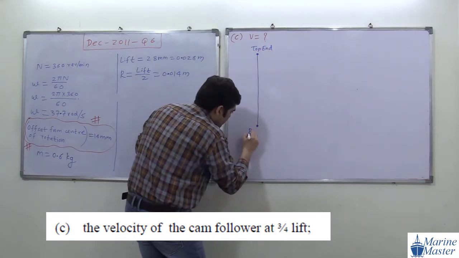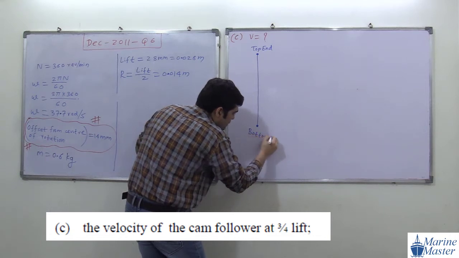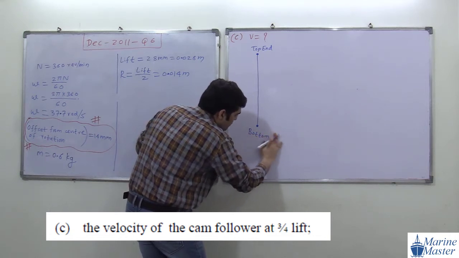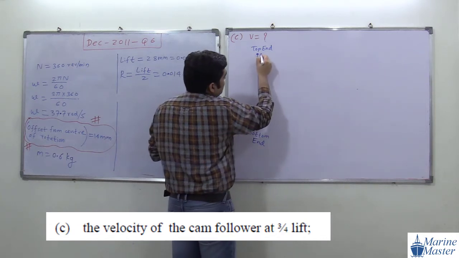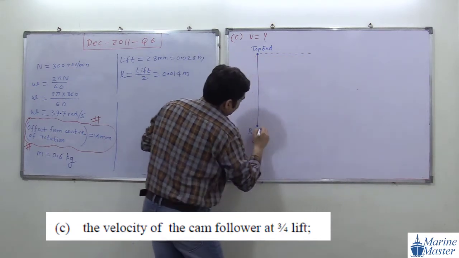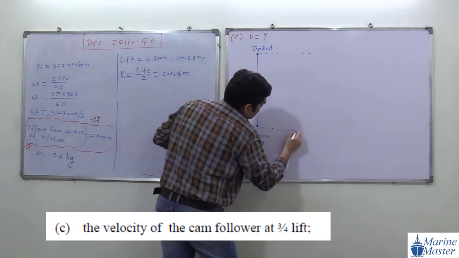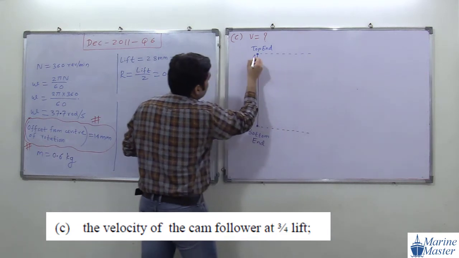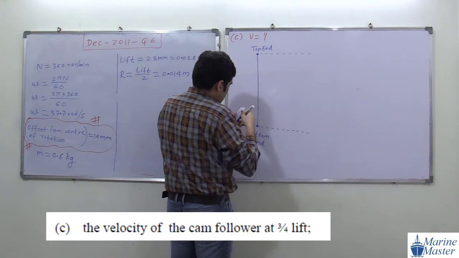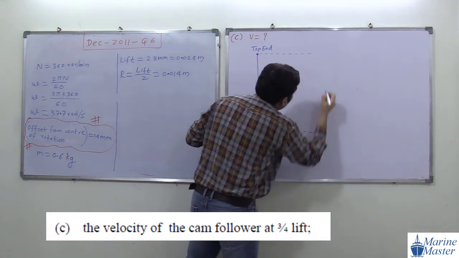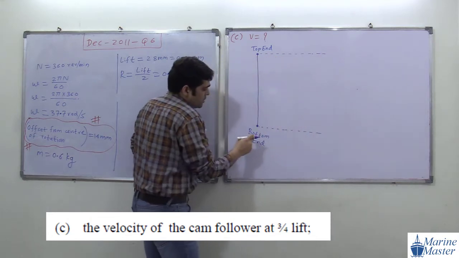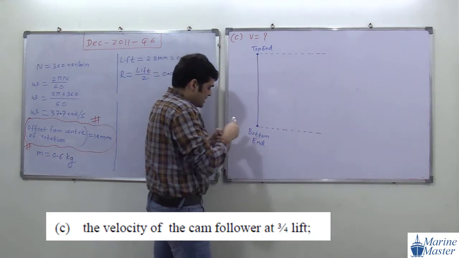Then this position will be what? Bottom end, top end. Then this position will be bottom end. Then this distance will be what? From top end to bottom end. Try to see the scenario here. Very important discussion. Distance from top end to bottom end, this distance will become what?